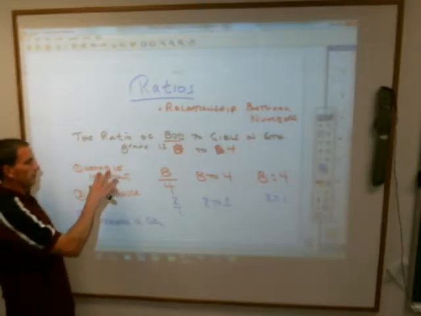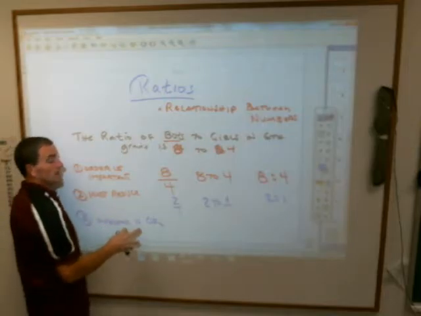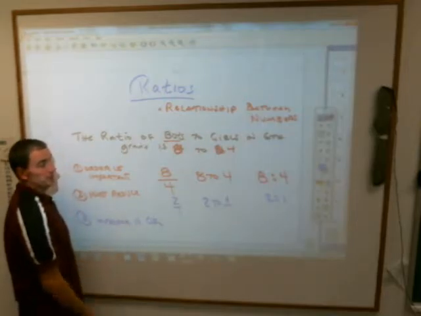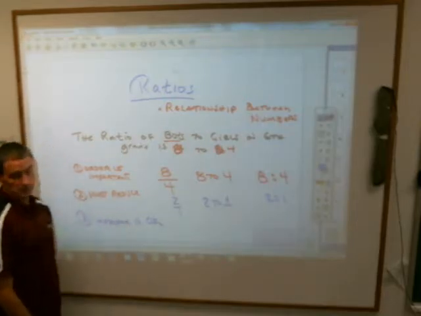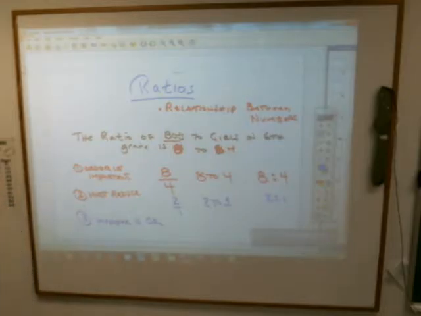Okay. So you got to remember the order. You do have to reduce, but if it ends up being improper, you need to leave it as improper. Don't change it to a mixed number, which we've done in the past. So let's do another example here.